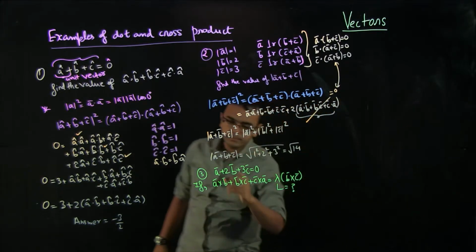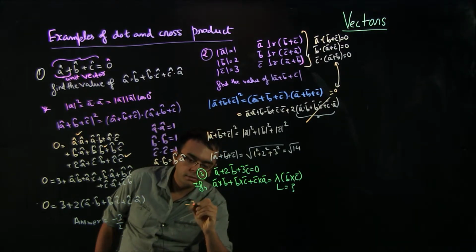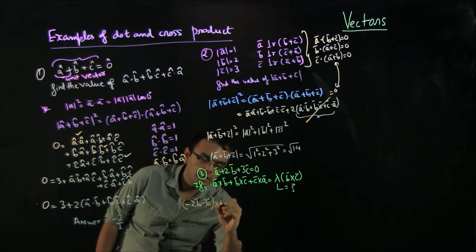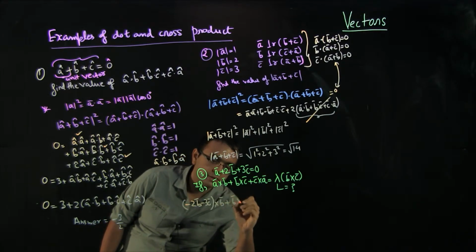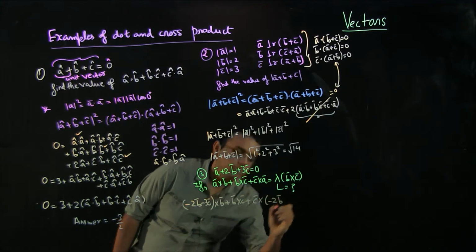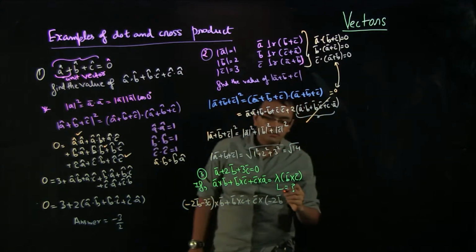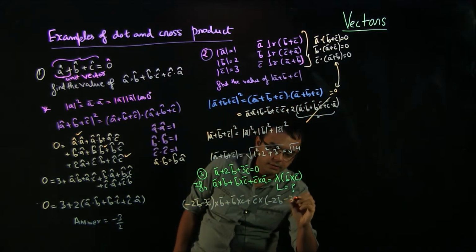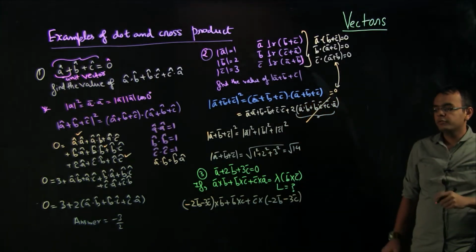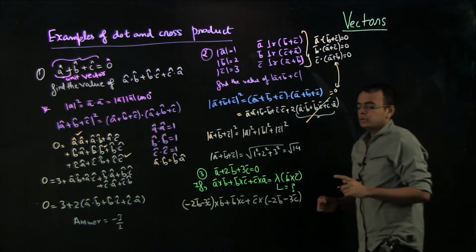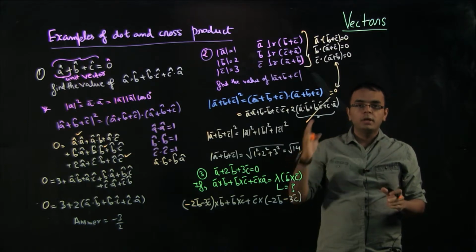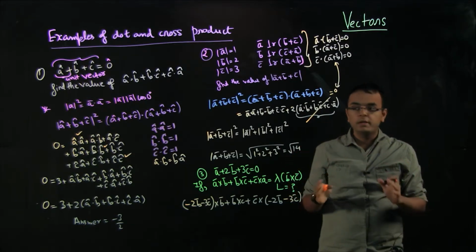So what we can do is we can remove a as minus 2b minus 3c, cross with b, plus b cross c, plus c cross minus 2b minus 3c. Okay. Now what should we do? We should just open up the brackets. We should always remember that cross product is important to know the right direction. Like, a cross b is not equal to b cross a, so you should open it very carefully.